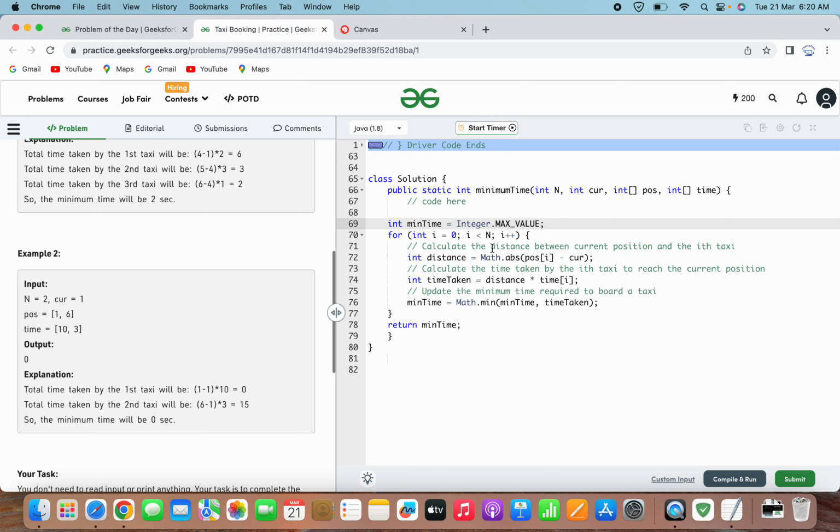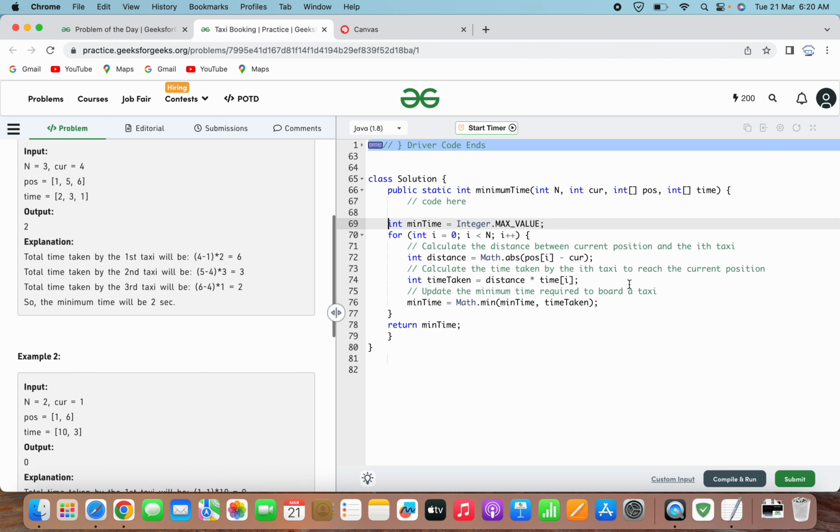Here we calculate the distance between the current position and the ith taxi using math.abs of position i minus current. So we have to calculate the absolute distance here. Absolute distance will always give you a positive number. So either from the right side or the left side, the taxi will come to the current position of the passenger. So that's why this absolute distance is used. So we will get the distance from here.